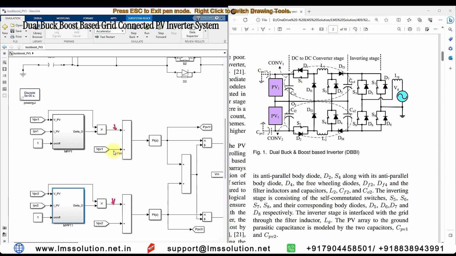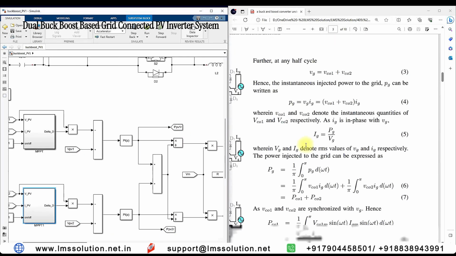This V reference is going to be compared with VP1 and VP2, the PV panel voltages. So this is the first PV panel voltage, and this is the second PV panel voltage, and it is going to be processed via a PI controller. So this PI controller is generating PPV1 and PPV2. This is based upon this control logic.